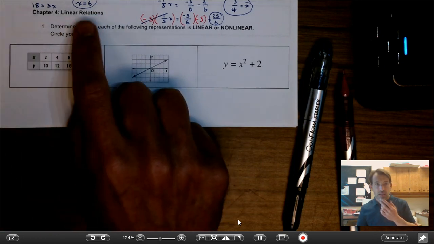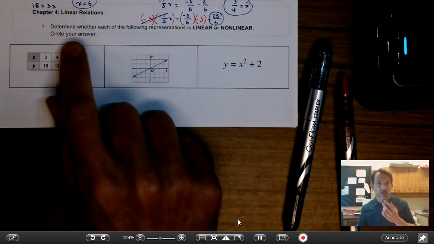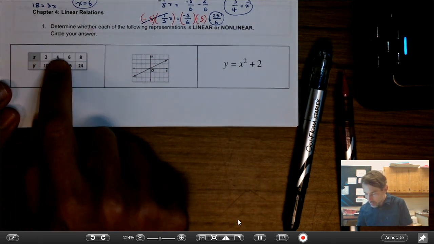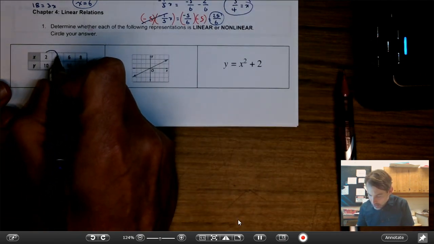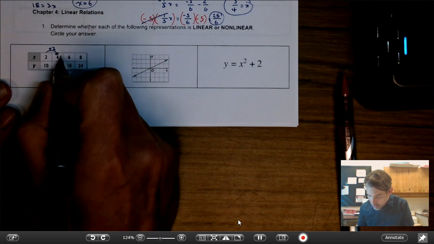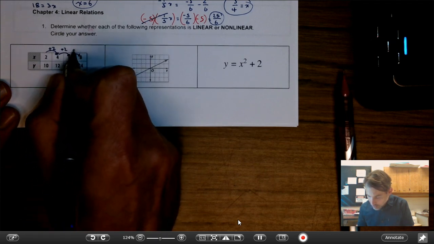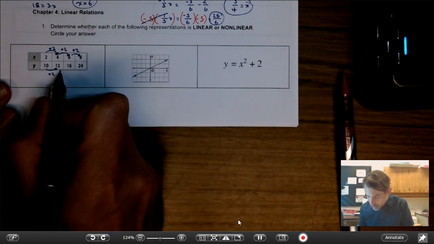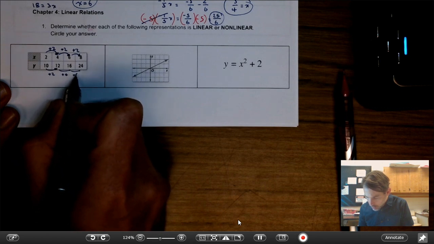All right. So first, determine whether each of the following is linear or nonlinear, and then circle your answer. Here's a table of values, and here's how you analyze these tables of values. X is increasing by 2, increasing by 2, and increasing by 2. That was easy. Y increased by 2. Wait, Y increased by 4. Wait, Y increased by 8.